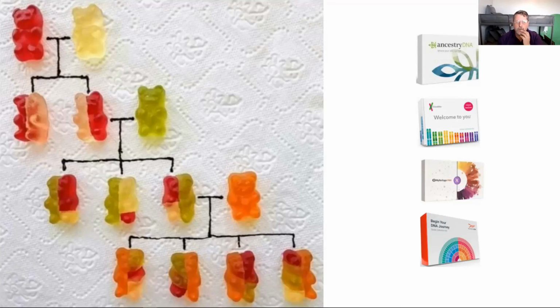And they're great if you are adopted and don't know who your parents are, or you have an adoption or other non-paternal event in your family line that you're trying to figure out in the past, 3, 4, 5, 6 generations.